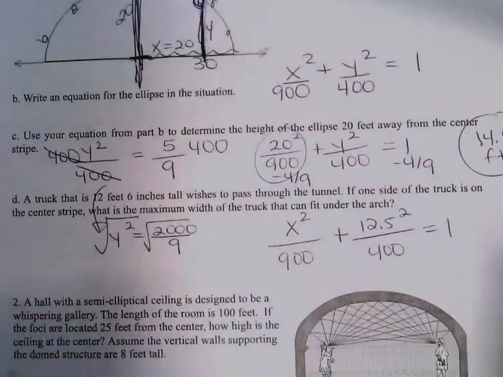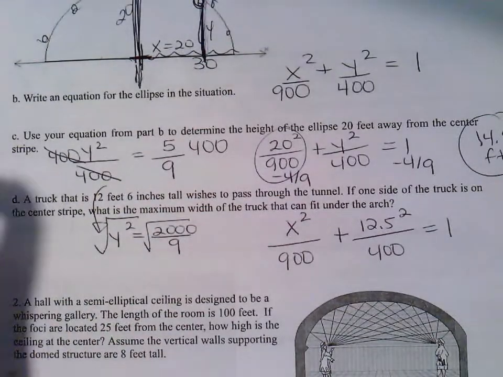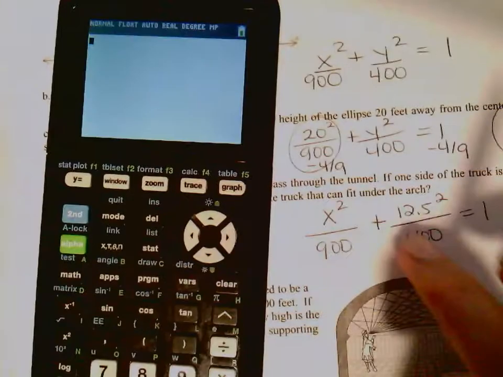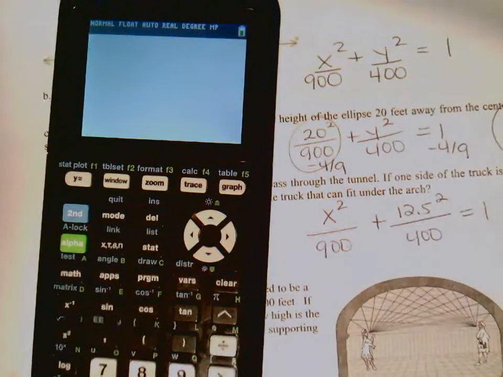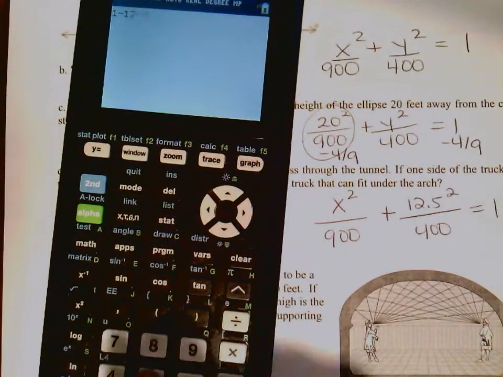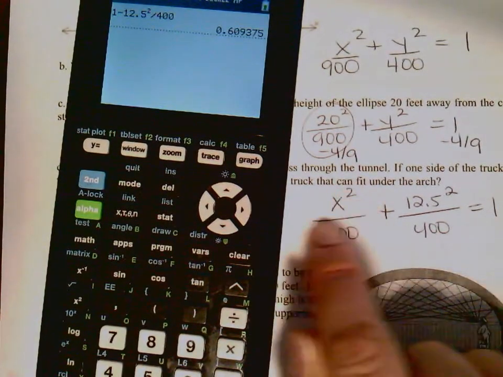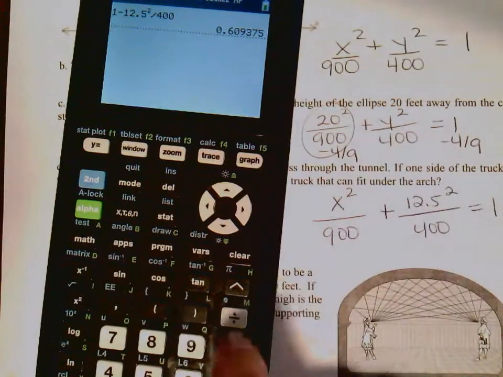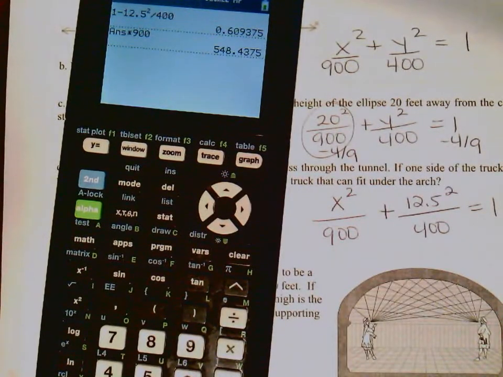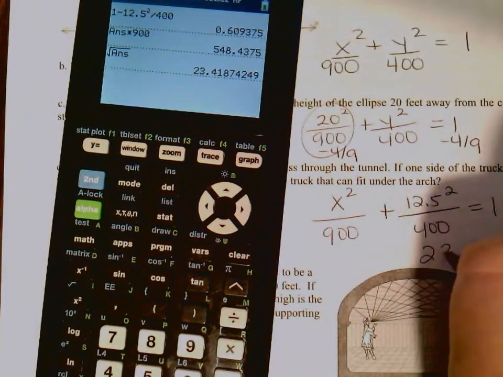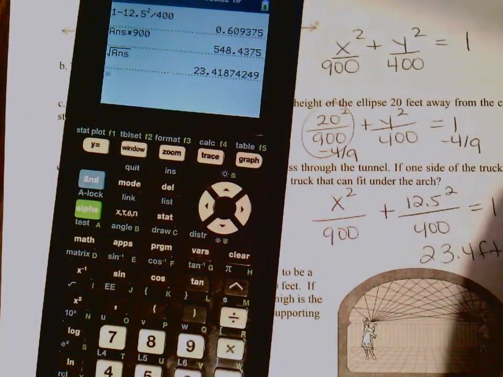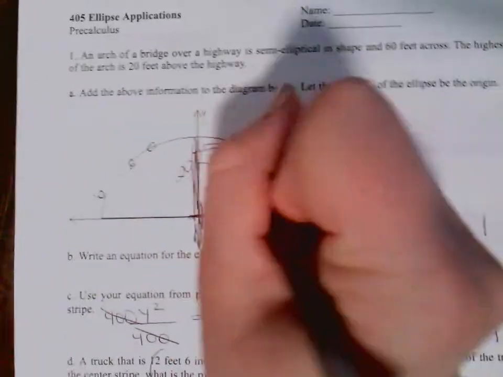So now I'm going to go through the answer. This is 12.5 squared over 400. So I'm going to take 1 and subtract 12.5 squared over 400. So I get x squared over 900 equals this decimal. Multiply by 900 on both sides, and then take the square root of what you got. So the truck could be 23.4 feet wide and still fit under the bridge.